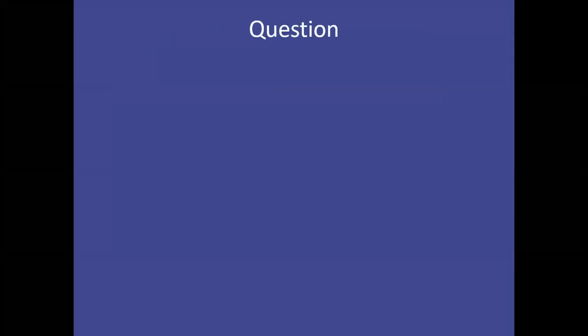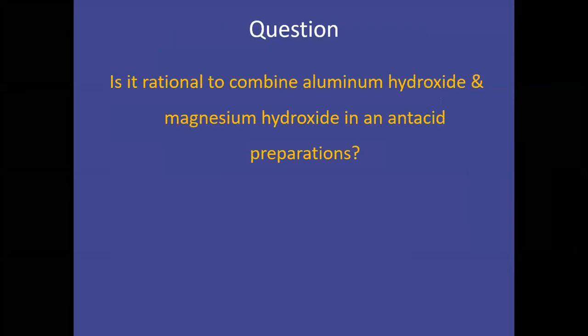Now let me ask you a question. Is it rational to combine aluminum hydroxide and magnesium hydroxide in an antacid preparation? Can you combine two antacids together? Maybe yes, just to offset the side effects.